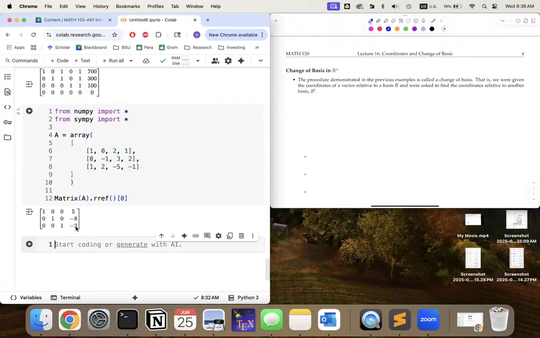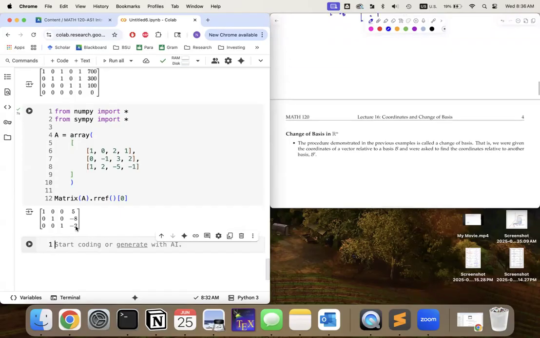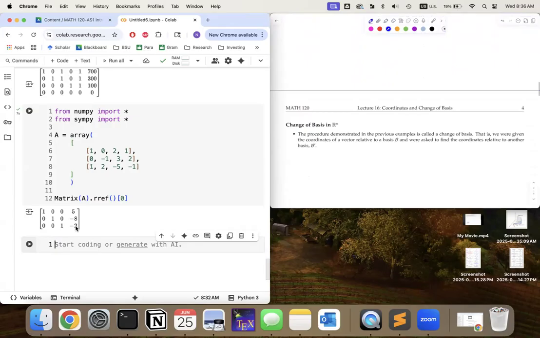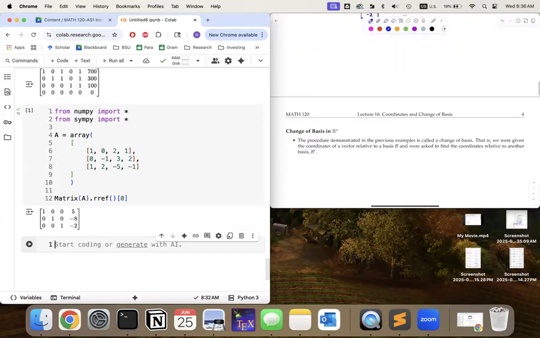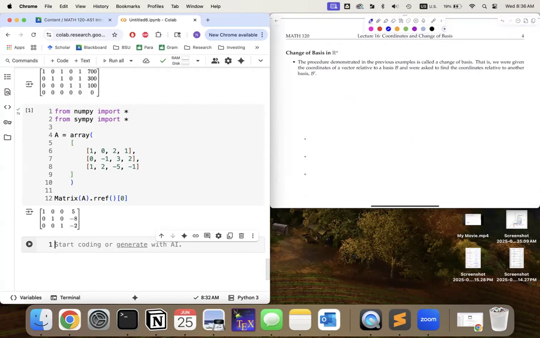All right, so we're going to follow this procedure a little bit and push that to do the change of basis in the vector space Rn. It's very similar to what we have done in the last three examples. So the procedure demonstrated in the previous example is called a change of basis, right? That is, we are given the coordinates of a vector relative to one basis, and we're asked to find the coordinates relative to another basis. Okay, and we're going to see that in example 3.